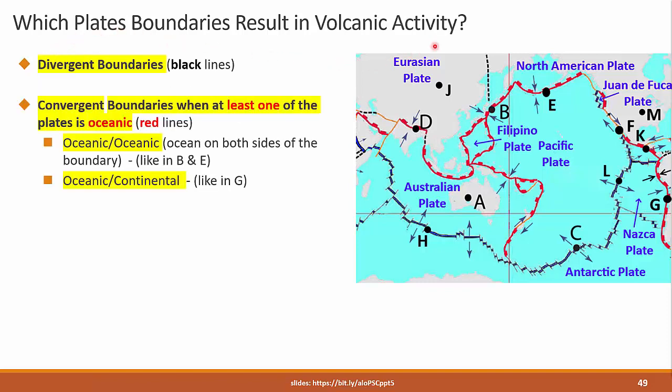Which plate boundaries result in volcanic activities? Remember, it can be a convergent boundary when at least one of the sides is ocean, or divergent boundary, they are going to be smaller volcanic activity, but they are still there. So divergent boundaries, we have volcanic activity, and convergent boundary when at least one of the ends is oceanic. So it can be oceanic or oceanic continental.